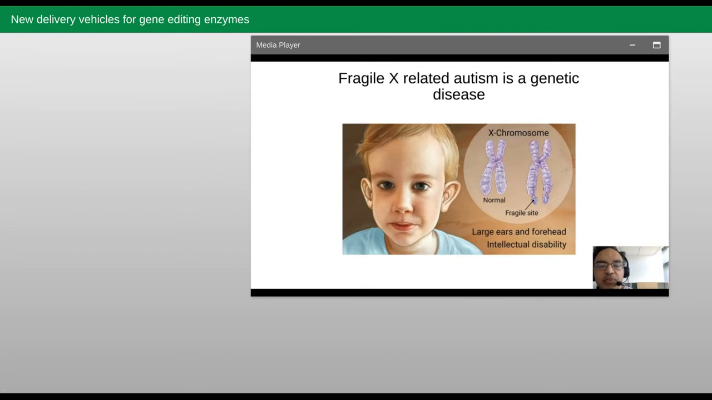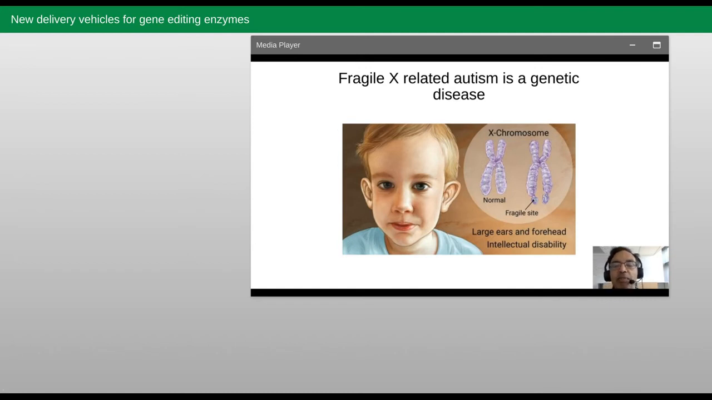So based on this, we investigated if CRISPR Gold could have therapeutic effects by doing gene editing in the brain. We selected Fragile X-related autism as an initial test bed for therapeutic brain gene editing. The reason we selected this disease is because of the large unmet medical need. Fragile X is the most prevalent cause of hereditary autism in males.